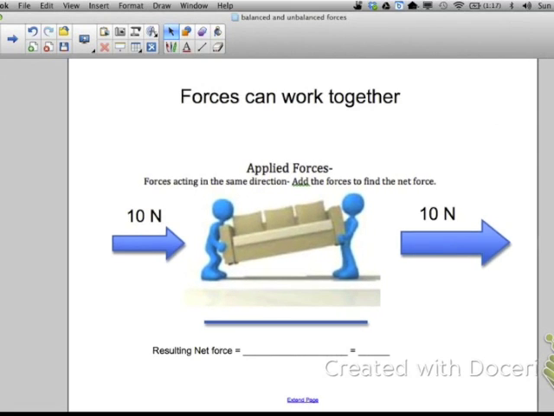And so when we have two people moving a sofa, one with a force of 10 newtons, and another with a similar force of 10 newtons, we simply add those together. We get 10 plus 10, and the resulting net force would be 20 newtons. And the direction, in our case right now we don't have a certain direction, so it's going to the right, or if we were looking at cardinal directions, that would be east.